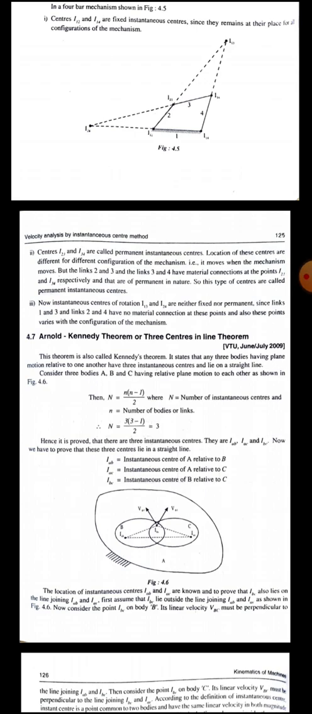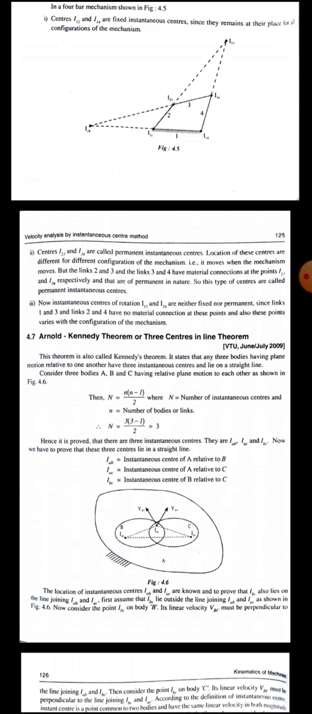Kennedy's theorem, or the three centers in line theorem. This theorem is called Kennedy's theorem. It states that any three bodies having plane motion relative to one another have three instantaneous centers and they lie on a straight line.